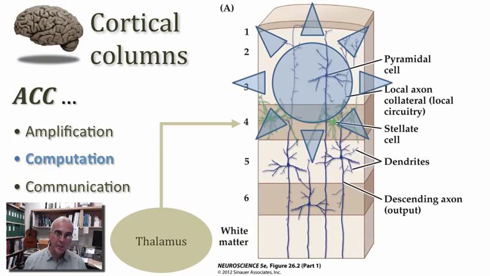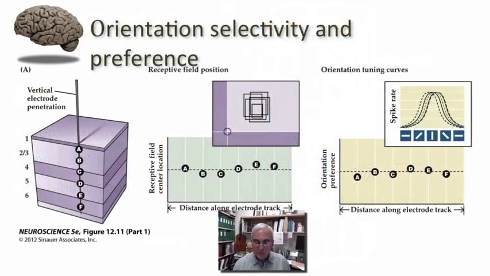Now, we talked about a couple of examples of computational properties that seem to arise as much from the operations of intrinsic cortical circuits as does the convergence of inputs from the thalamus. And two of those properties that I'd like to talk about now in the second part of this tutorial are orientation preference and direction preference. So I'll just remind you of what these properties are.